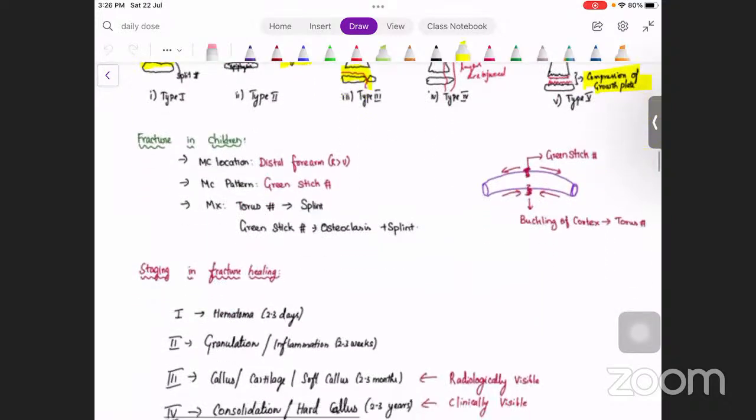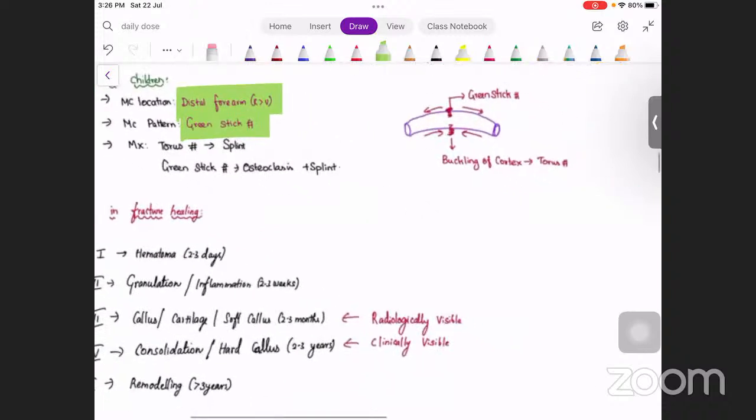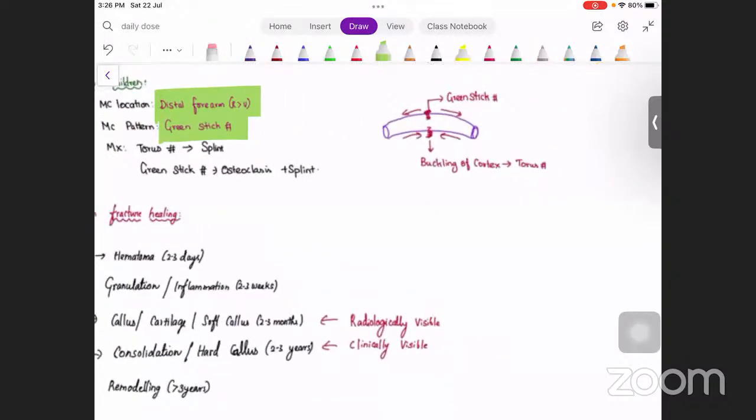Okay, apart from that, you have fracture in children. Most common location is distal forearm. And most common pattern is the greenstick fracture, where the bone will break on the top. So if you put pressure on these two corners and you are trying to bend it, if the fracture occurs on the top side, then it is a greenstick fracture, which is most commonly associated with children.